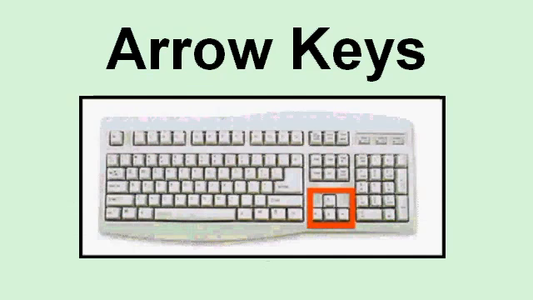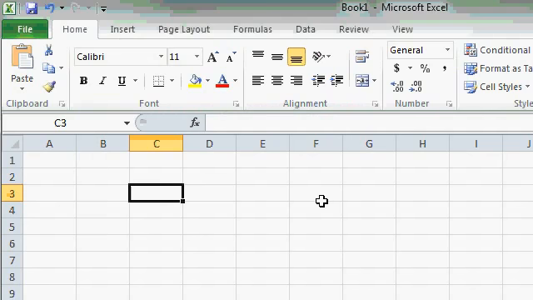You can also use the arrow keys on your keyboard to move around inside of a spreadsheet. So again, if I'm sitting in some other cell, let's say C3, and I want to move up to cell A1, I'll just use the up and left arrow keys. I'll go up, up, left, left. And that's again how you can move around inside your spreadsheet, either with the mouse or with the keyboard.